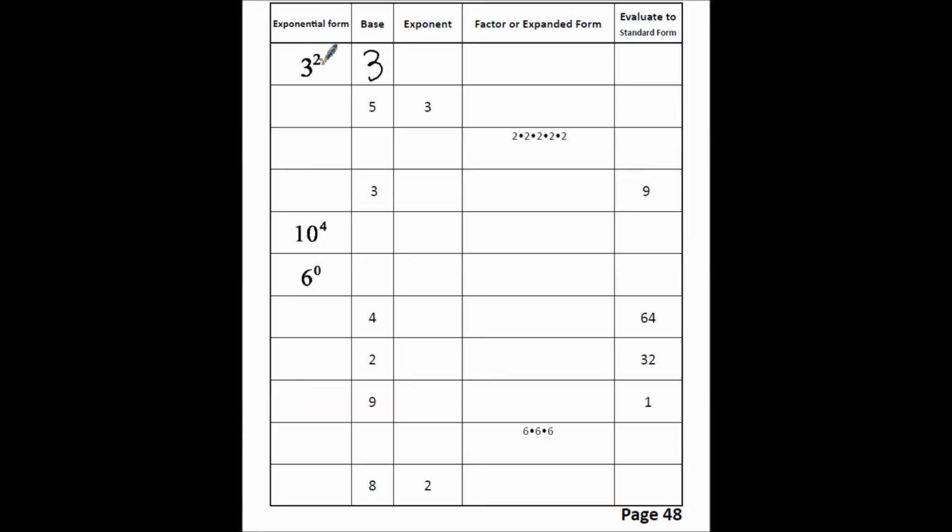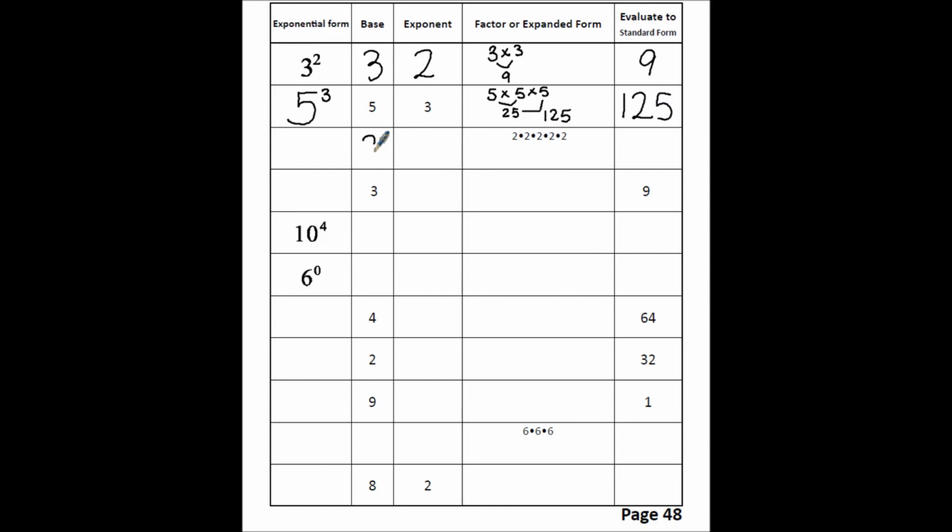3 squared, we have 3 as the base and 2 as the exponent. Going from exponential form to factor form, we're going to write that 3 two times, and 3 times 3 is 9. So we evaluated that to standard form. 5 to the third power is written this way in exponential form, and we have 5 times 5 times 5, and that 5 times 5 is 25. Times another 5 would give us 125, so we evaluated it to standard form of 125.